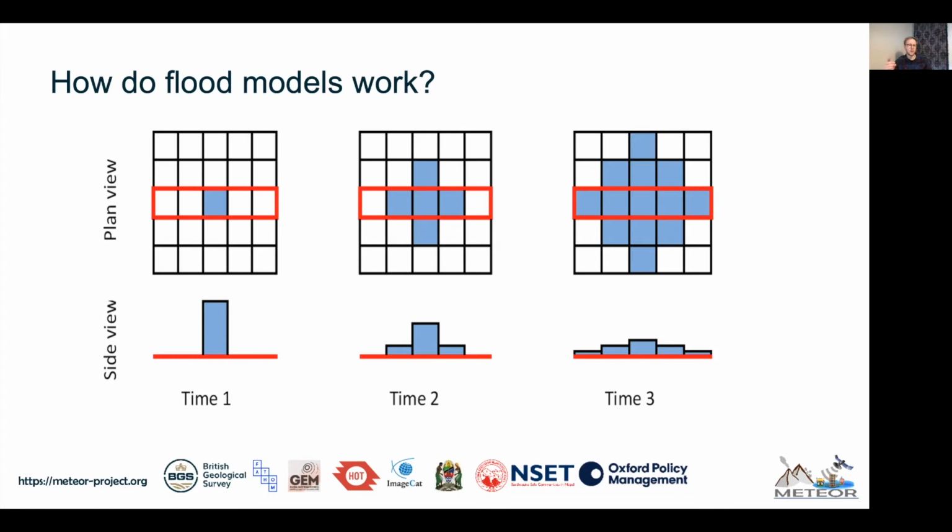All that's happened is that that water has spread out, with the amount of water moving into each pixel being governed by the terrain, the slope from each pixel to its neighbor, and the equations that were shown on the previous screen. And then the same happens from time 2 to time 3. And you can see that same volume of water spreading out just as you would intuitively expect it to do.